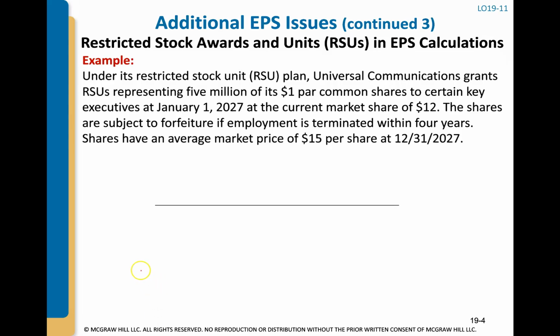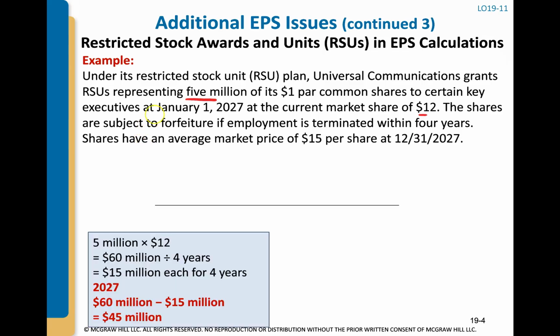Okay. Under its restricted stock unit plan, Universal Communication grants RSUs representing 5 million of its $1 par common shares to certain key executives at January 1, 2027 at the current market share price of $12. The shares are subject to forfeiture if employment is terminated within 4 years, and shares have an average market price of $15 per share at 12/31/2027. So first we have to say, how do we calculate the compensation expense for these shares?